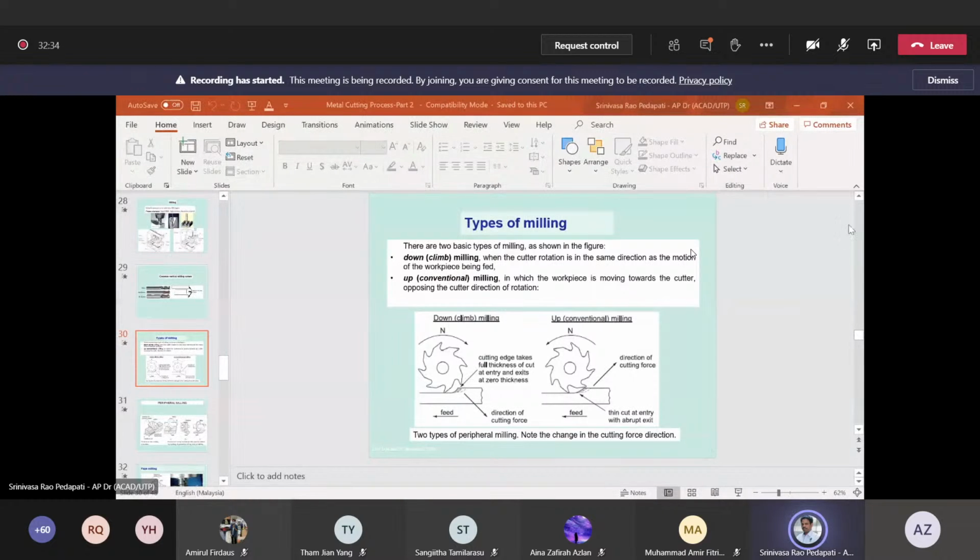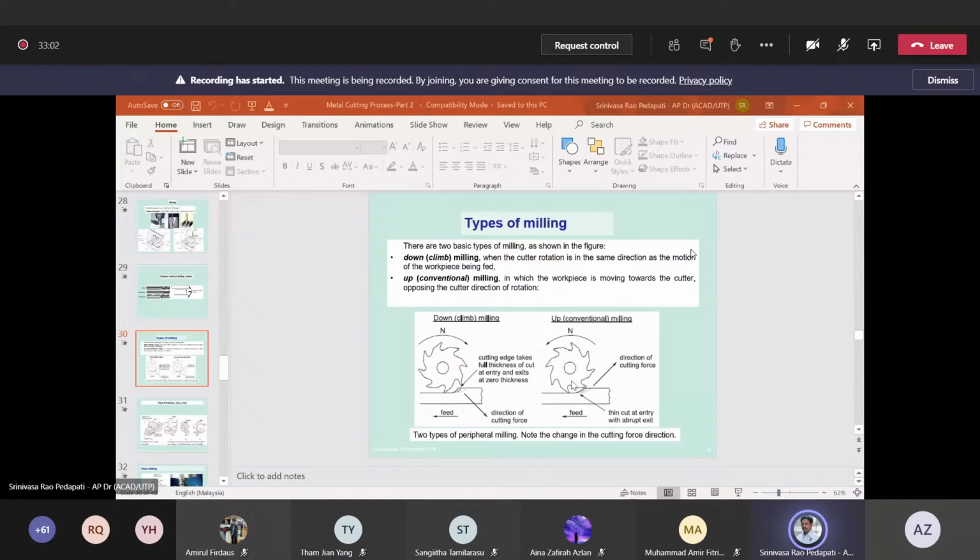Sir, which one is more effective? That's a good question. Which one is more effective depends on what your application is. Both have some advantages and disadvantages. Let me list out the advantages and disadvantages, and based on the situation you choose. So one difference is already listed out. What is that difference?